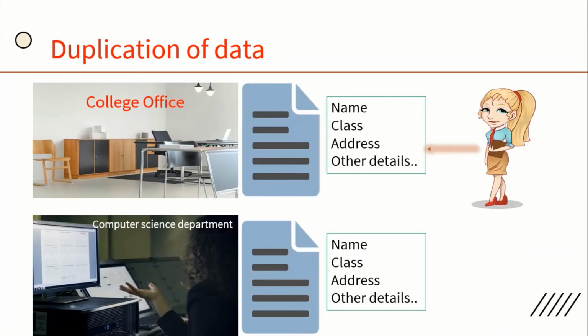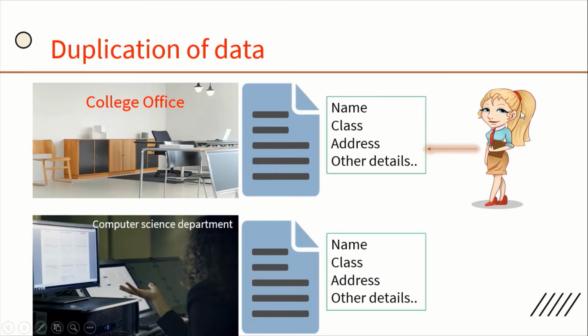Now here our college office is maintaining one file. What are they storing? They are storing your name, class, address, and some other details which are specific to our college, which are important to our college office. Now here our computer science department also stores name, class, address, and other details. Remember, this is a file based approach. Each and every department is maintaining a separate file, and separate users are there for each department.